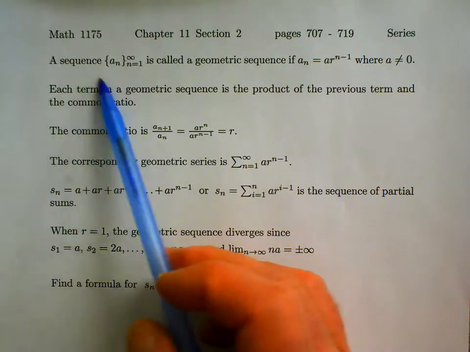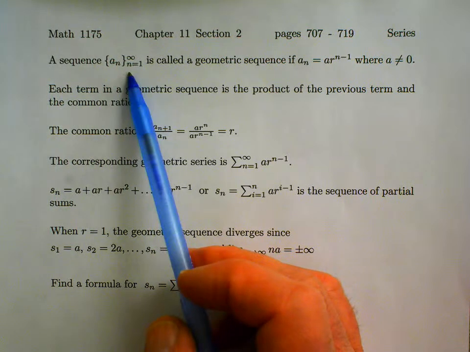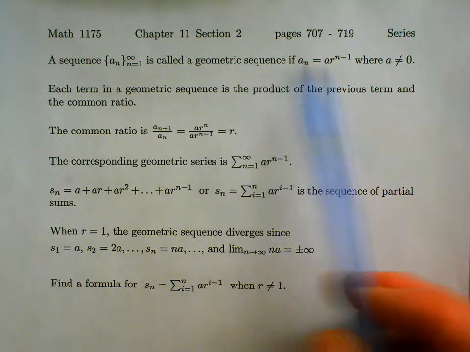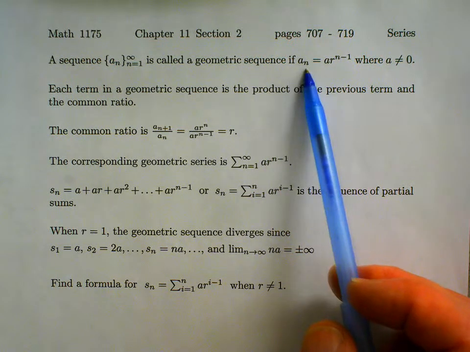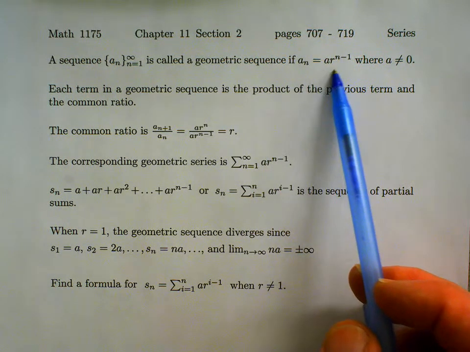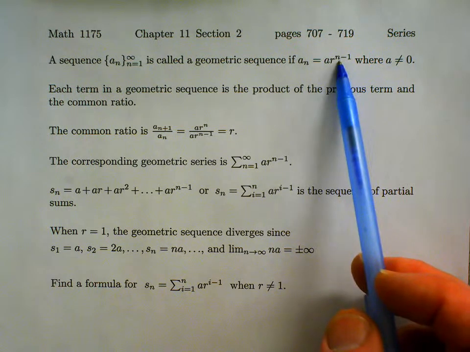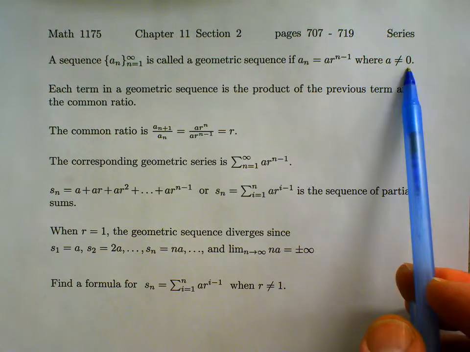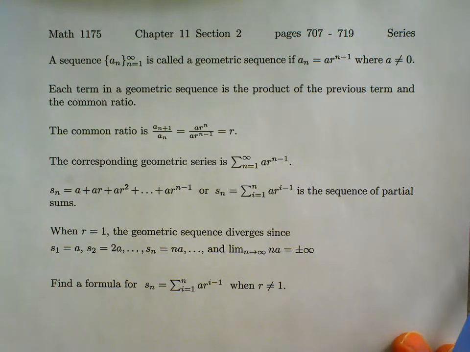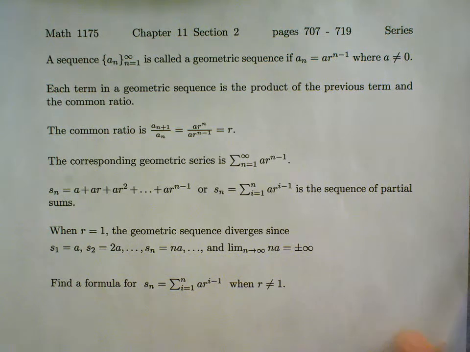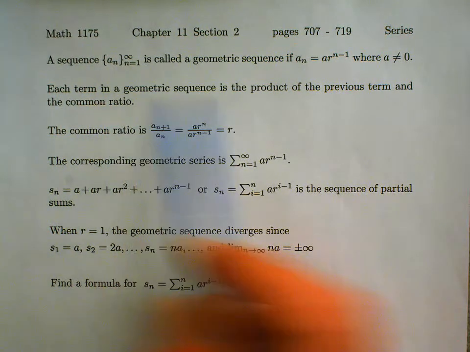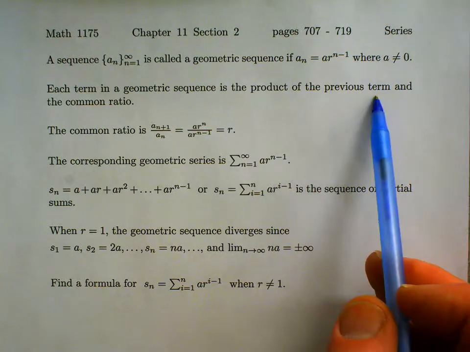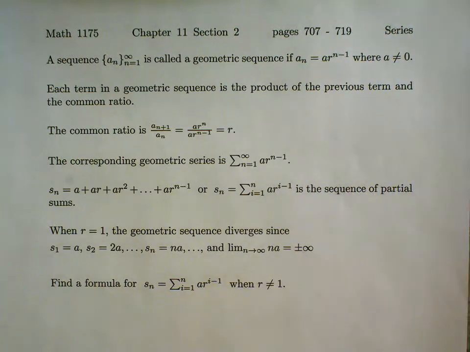The sequence a sub n, as n goes from 1 to infinity, is called a geometric sequence if a sub n is equal to a times r to the exponent n minus 1, where the number a does not equal 0. Each term in a geometric sequence is the product of the previous term and the common ratio.